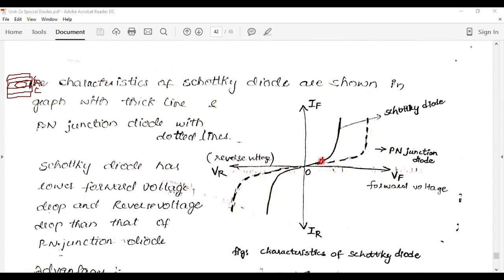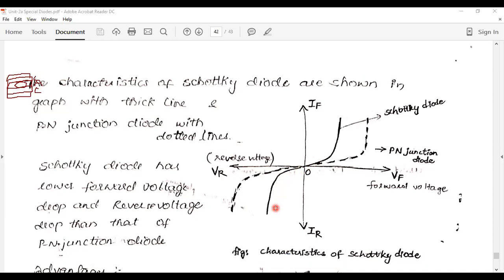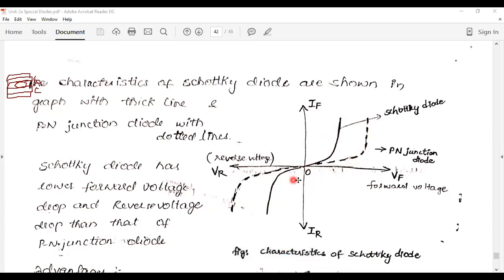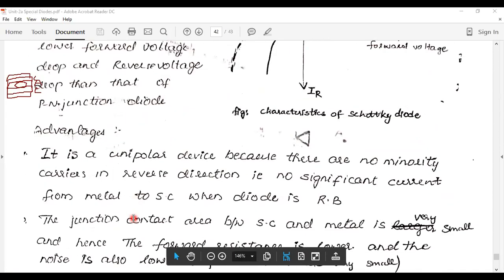That means the cut-in voltage and the breakdown voltage of this Schottky diode is very small. By applying a very small amount of voltage, this diode is going to be on. By applying a very small amount of voltage in the reverse direction, this diode is going to be off. That means the switch on and switch off times of this Schottky diode are very fast when compared to a normal PN junction diode. Depending upon these VI characteristics of Schottky diode and PN junction diode, comparatively, the switching properties of the Schottky diode are very good. Schottky diode has lower forward voltage drop than that of PN junction diode.